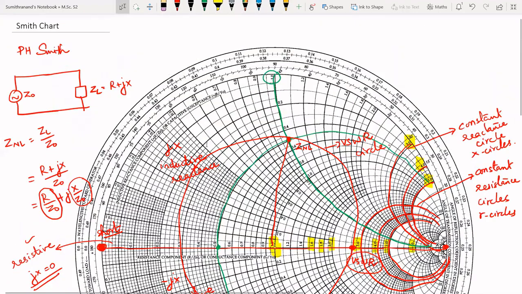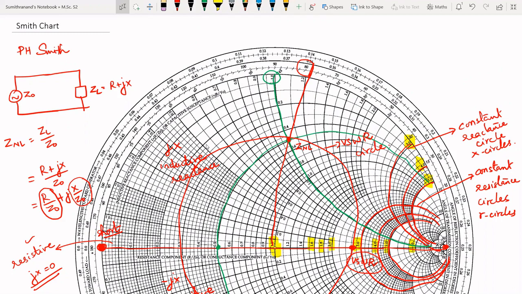For that, we have to extend this line. And here you can see the angle. I think it is around 82 or 83. So we can calculate the angle of the reflection coefficient also from this Smith chart.